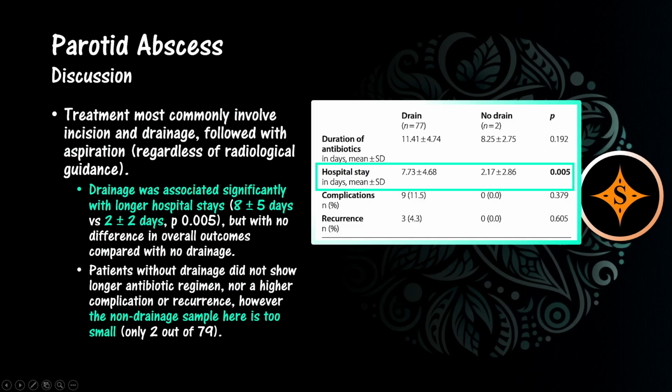The treatment for parotid abscess commonly involves surgical intervention, that is, incision and drainage, and then aspiration is done with or without radiological guidance when drainage is not performed. Drainage itself, as we have mentioned, is associated with a longer hospital stay. However, this is a correlation, not necessarily a causation.